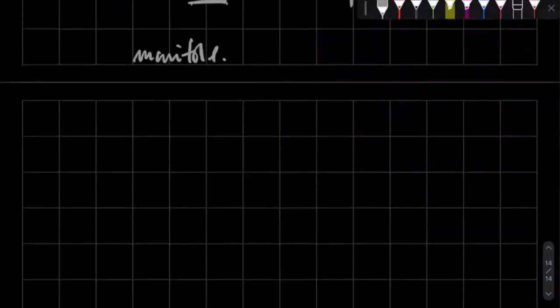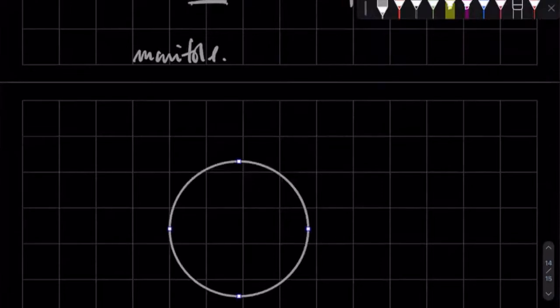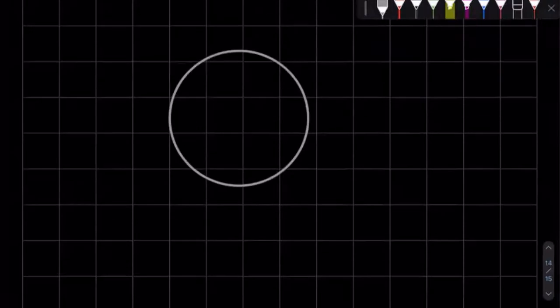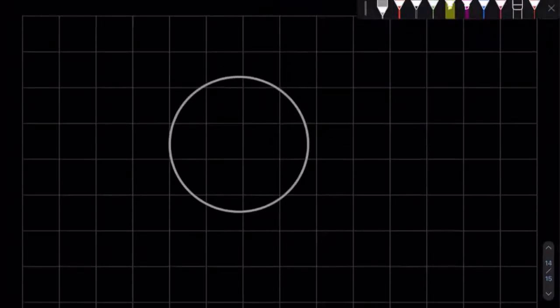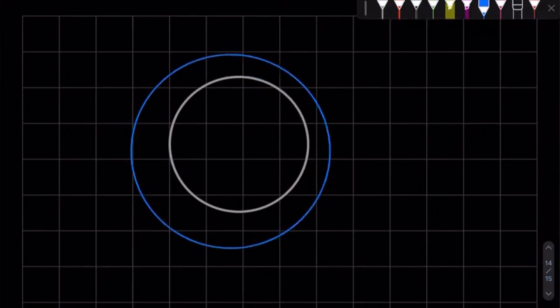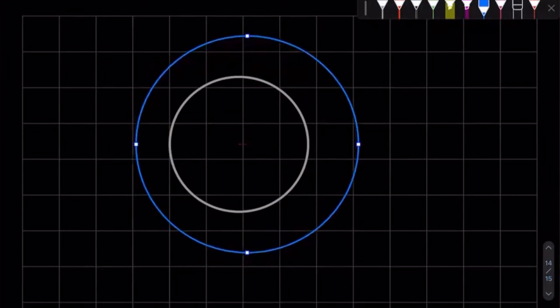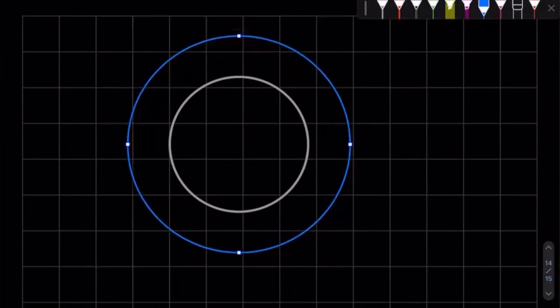All right. So the most simple non-simply connected manifold is actually a circle, because consider a loop on a circle. What is the simplest loop on a circle? It's a circle, right? So let me just draw the circle, the loop over here. Okay. Right? So that's an example.